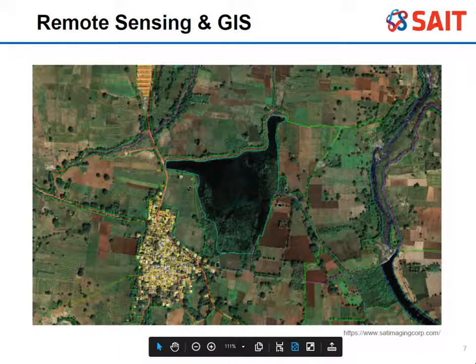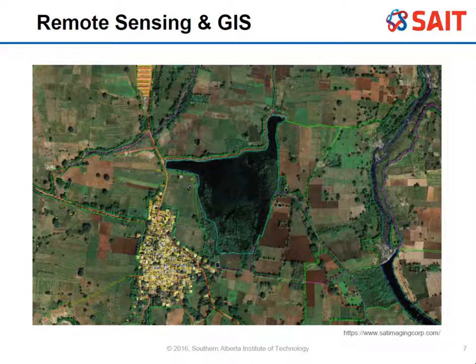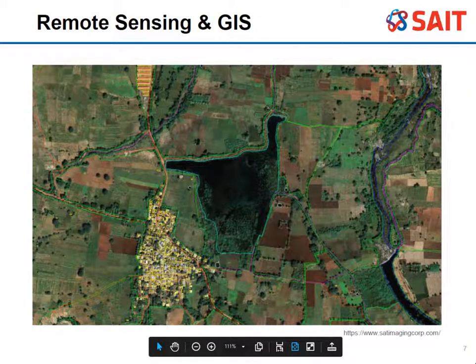With that, I can identify different edges, different polygons, different lines. You can see here in this example that somebody has digitized the image to create polygons and lines to identify different features.